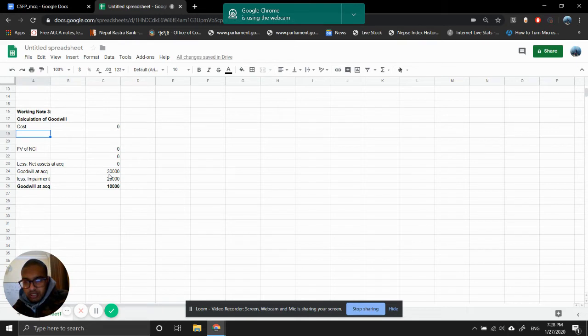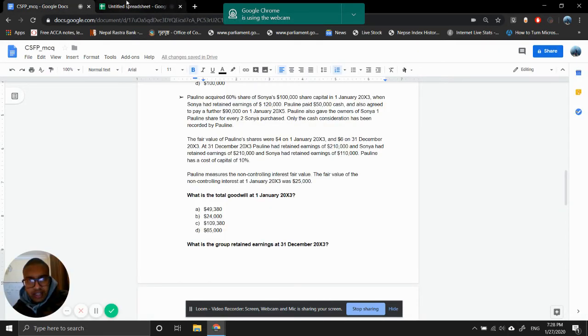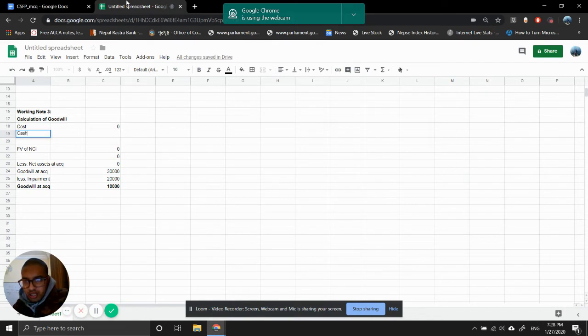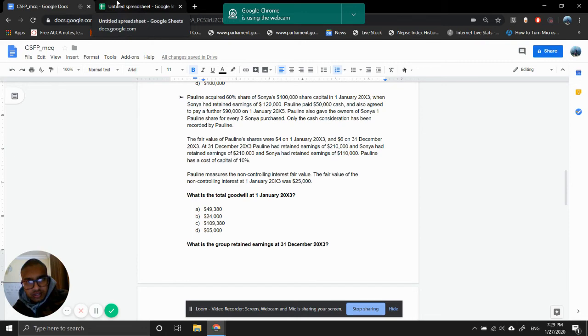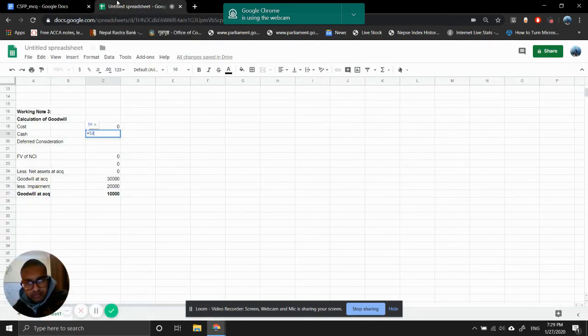So what did it pay? It paid cash. Deferred consideration, right? And there is a deferred consideration as well, and then there are some shares as well. So shares have also been issued. Okay, so how much cash did it pay? 50,000, I guess. 50,000 and then 90,000 further, right?